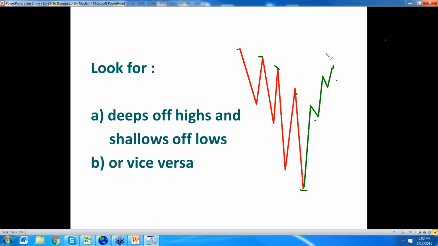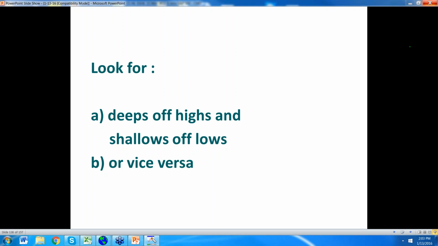Well, it wants to go up a lot more enthusiastically than when it was going down. It was going down reluctantly. That's what I mean by deeps off the highs and shallows off the lows. How about the opposite? Shallow off the highs, and deeps off the lows.